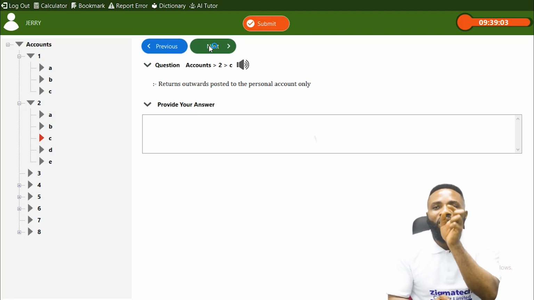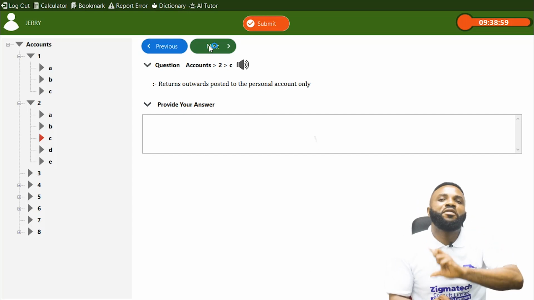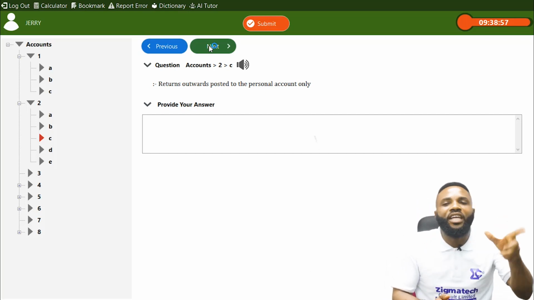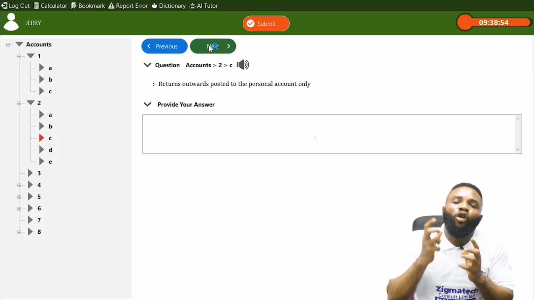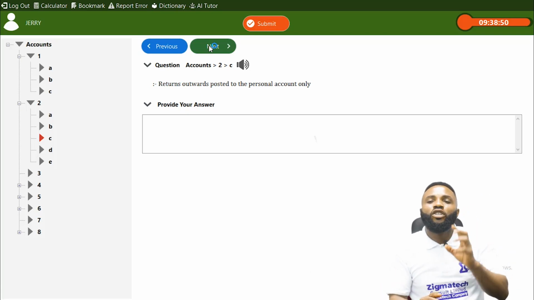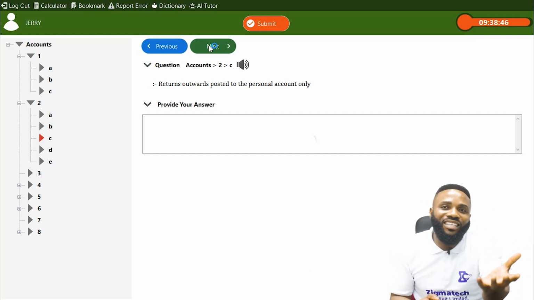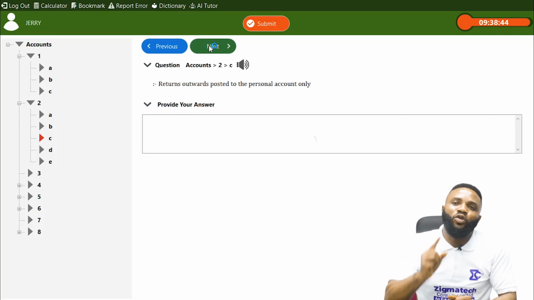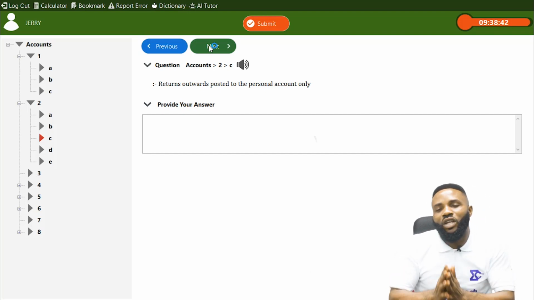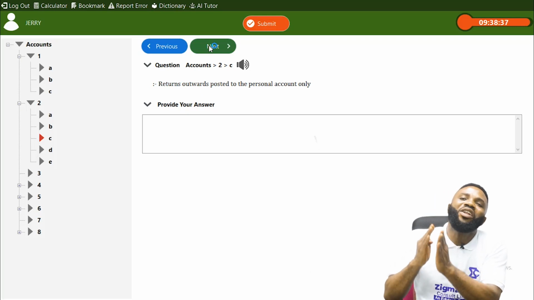Now they said return outwards posted to the personal account only. It has been posted to the personal account of the individual. Meanwhile, the corresponding entry is supposed to be in the return outwards. So you are supposed to debit the personal account of the supplier because he's receiving the goods from you, and then you are supposed to credit the return outwards account. Meanwhile, it was posted to only one account.